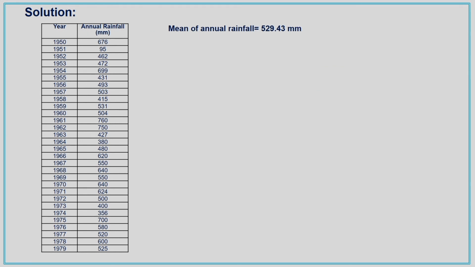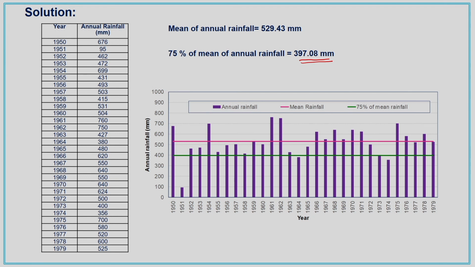So now let us calculate 75% of this mean annual rainfall. It is coming out to be 397.08 millimeters of rainfall. So we can plot it again in the same plot. This green line is representing 75% of the mean rainfall. In our bar chart, the mean rainfall is plotted by means of the pink line, and 75% of the mean rainfall is plotted by means of the green line.